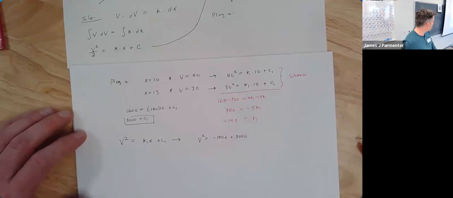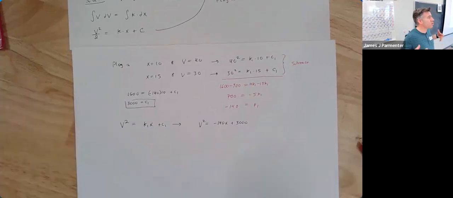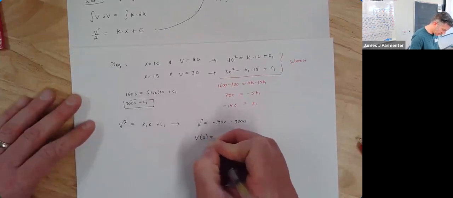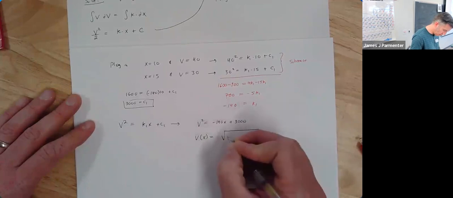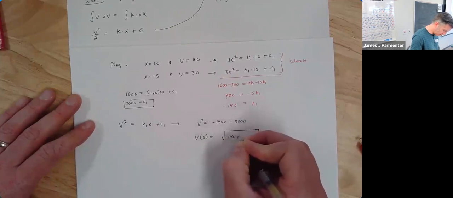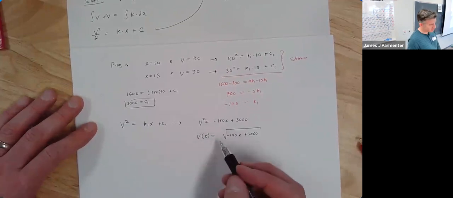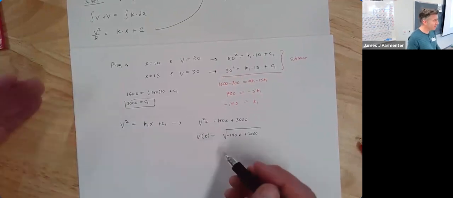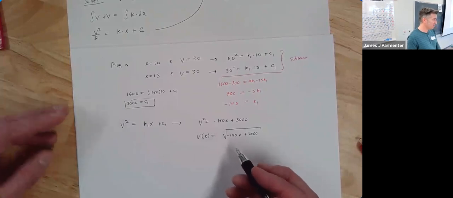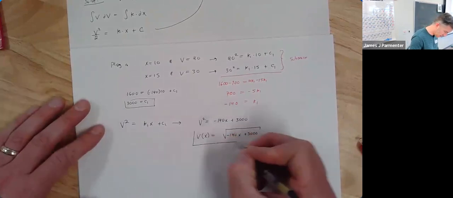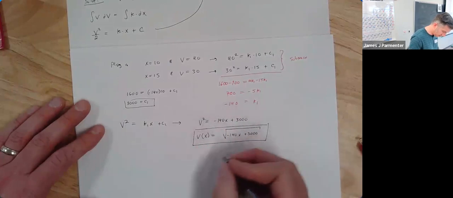And now I feel like it's fine to take this. Now is a good time to take the square root and say, great. So then V, volume as a function of x, is the square root of negative 140x plus 3000. I don't need the plus or minus here because I know it has to be a plus because I'm talking about volume and it wouldn't make sense to have a negative volume. So there is the solution to my differential equation.